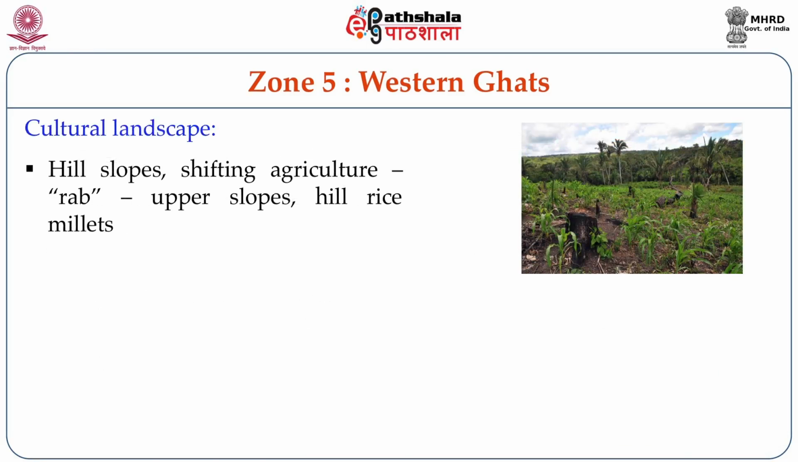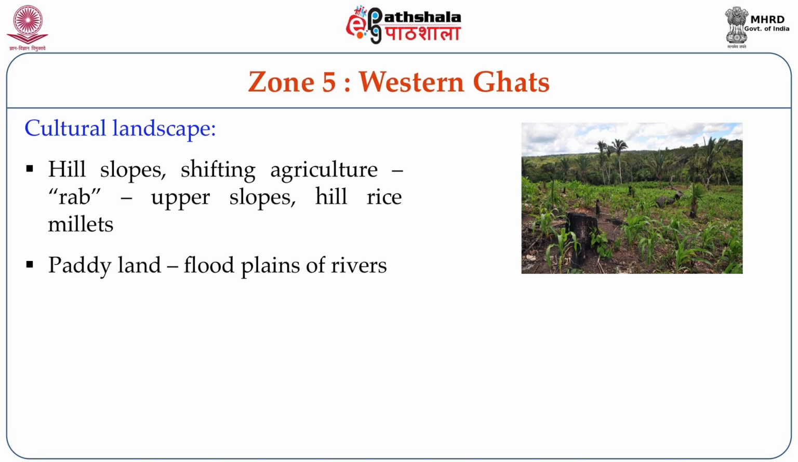So the cultural landscape is again very fascinating. It has hill slopes of shifting agriculture. Locally in Maharashtra, for example, we call it Rab. These are the upper hill slopes where they grow hill rice and other millets. The paddy lands are in the floodplains. And this is terraced land, which is again the area where a lot of traditional varieties of rice have been grown for generations.